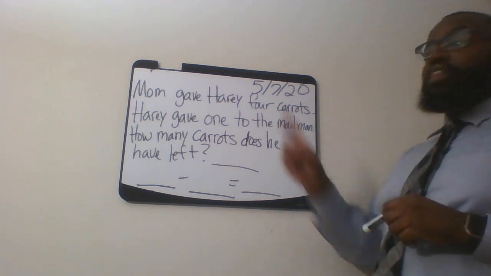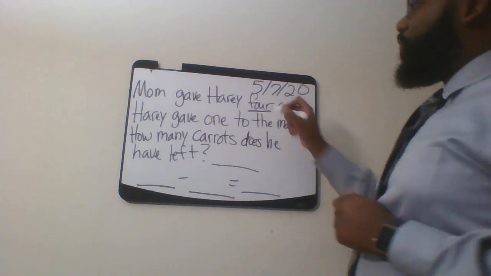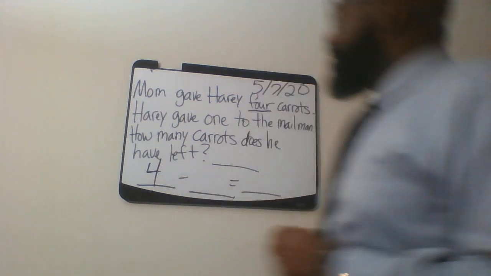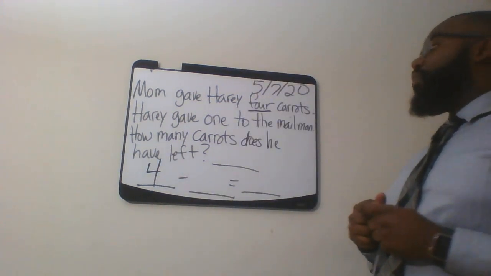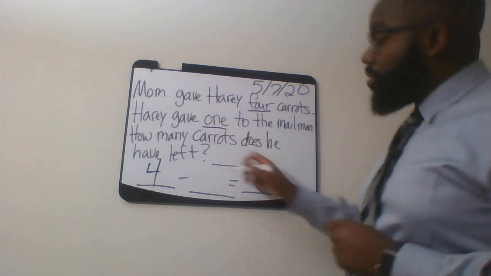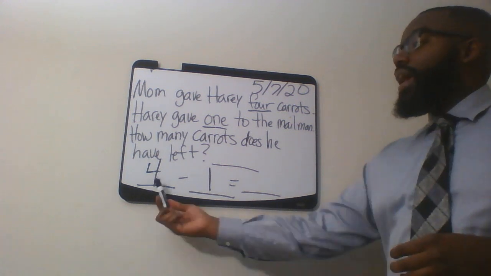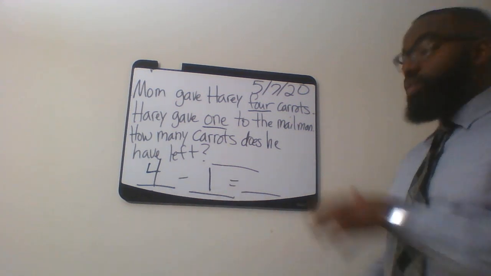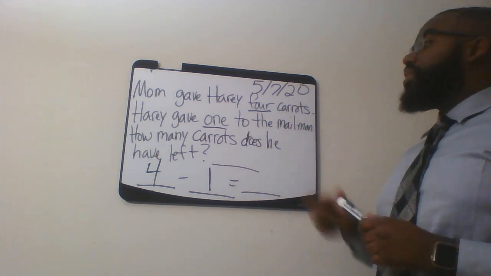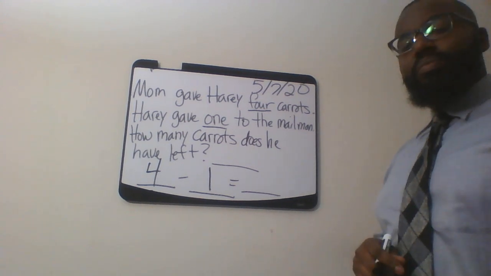So let's begin. Read the first sentence again. Mom gave Harry 4 carrots. The number 4. So you're going to underline the number 4 and write that here for the first line. Next, Harry gave 1 to the mailman. 1. That's another number word. So write that right there. So how many carrots does he have left? Whatever the answer to 4 minus 1 is, you write the answer there and right there. That will tell you how many carrots he has left.